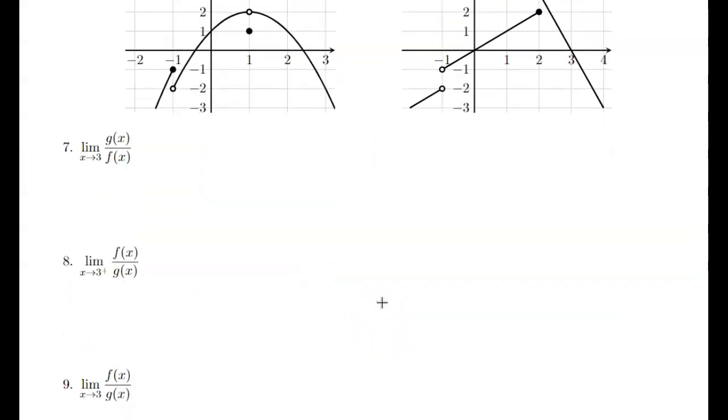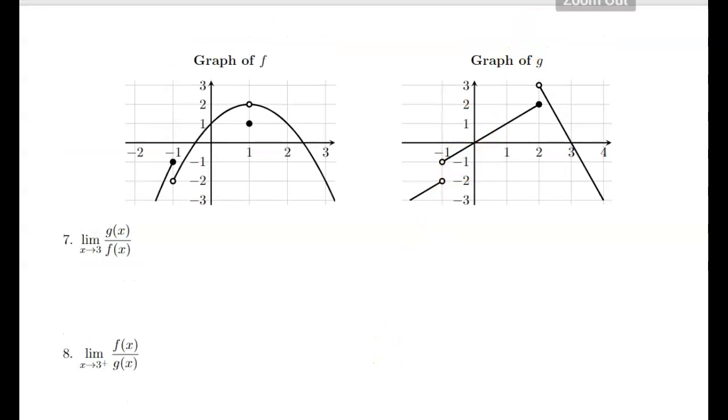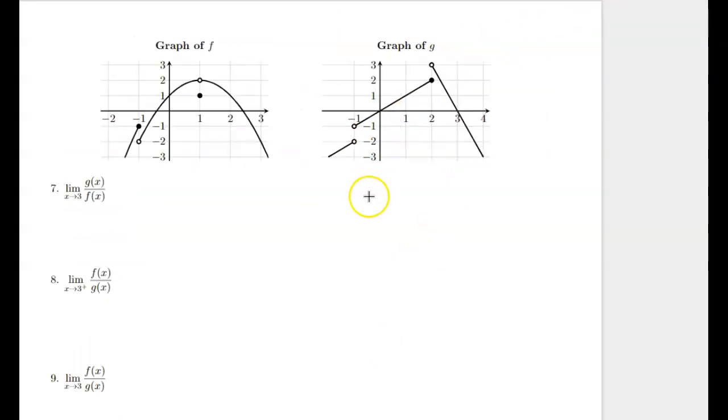All right, let's try another one. So we've got, I'm going to make this smaller. I know you have the worksheet. We've got limit as x approaches 3 of g divided by f. So once again, you can apply these limits separately. So if we go to 3 of g, we get 0. And if we go to 3 on f, we get negative 2. And 0 can be on top. That's a great answer, 0.